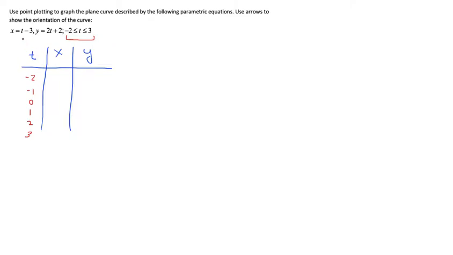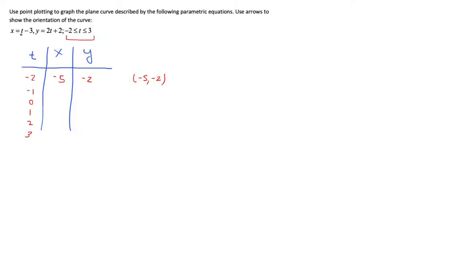So when t is -2, x is going to be -2 minus 3, which is -5. 2 times -2 plus 2... I mean 2 times -2 is -4, plus 2, so we get -2. And that's going to be our first ordered pair. Remember, x and y is our ordered pair. We use x and y to graph. That's why these are called parametric equations, because x and y are based on this other variable, or parameter.